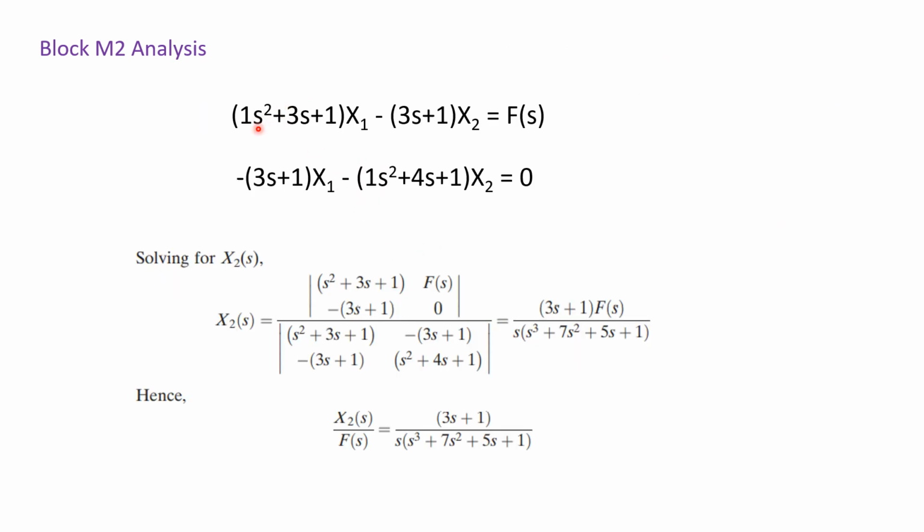So again, you have two equations, two unknowns. In this case, I'm going to use Cramer's rule to solve for X2, and therefore X2 over F(s), that's our transfer function. Call it G if you want. That's this numerator over this denominator.